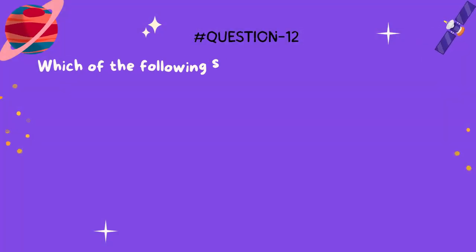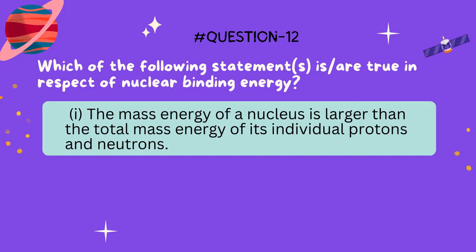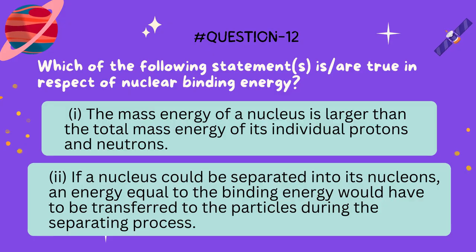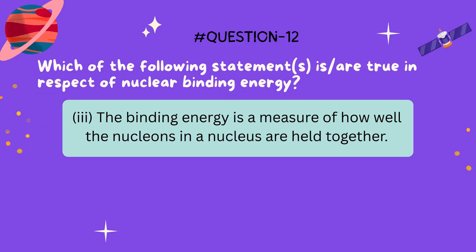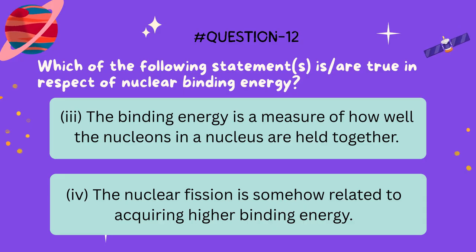12. Which of the following statements are true in respect of nuclear binding energy? I. The mass energy of a nucleus is larger than the total mass energy of its individual protons and neutrons. II. If a nucleus could be separated into its nucleons, an energy equal to the binding energy would have to be transferred to the particles during the separating process. III. The binding energy is a measure of how well the nucleons in a nucleus are held together. IV. Nuclear fission is somehow related to acquiring higher binding energy.